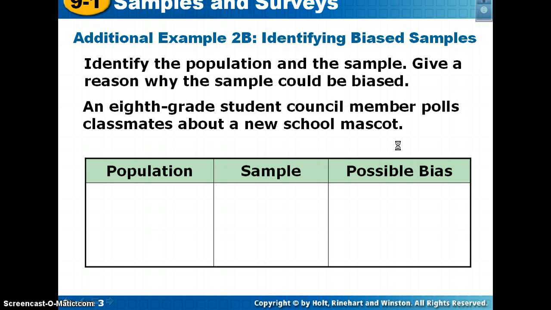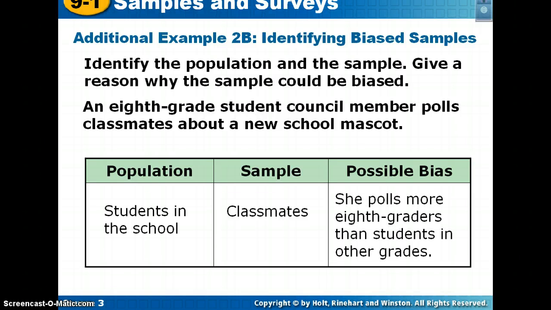Okay, here's another one. An 8th grade student council member polls classmates about a new school mascot. All right, the population is students in the school. Who's being sampled? Just the classmates. And they just happen to be 8th graders. What's the possible bias here? She polls more 8th graders than students in other grades. If you have 7th graders at the school, they're not being sampled. Some schools have 6th graders. They're not being sampled either.